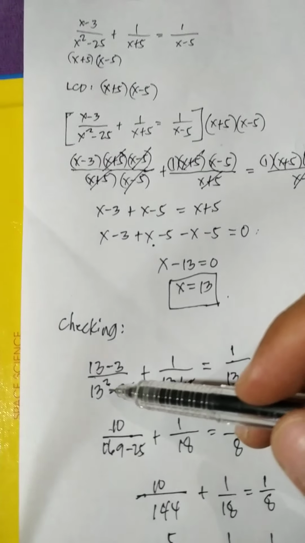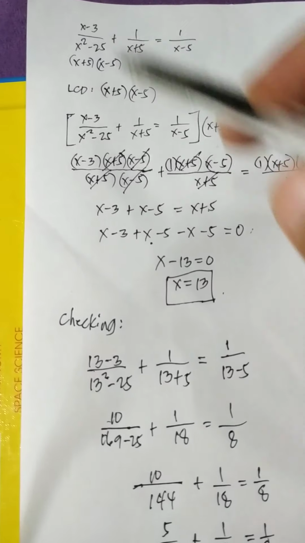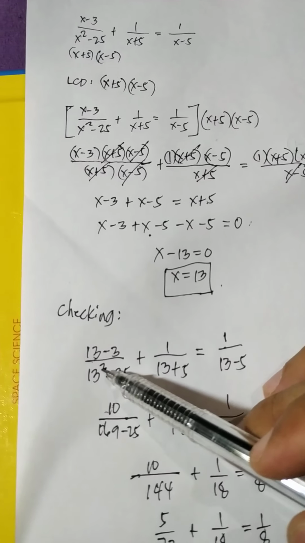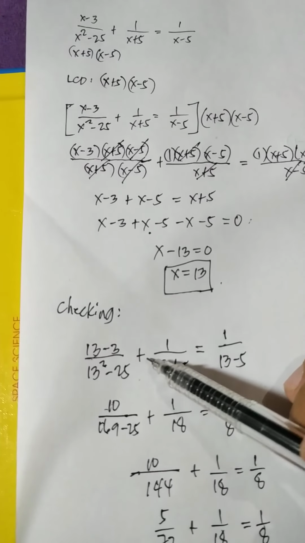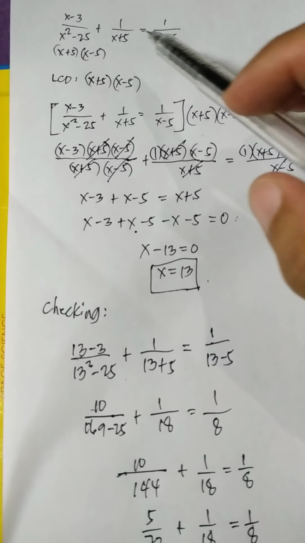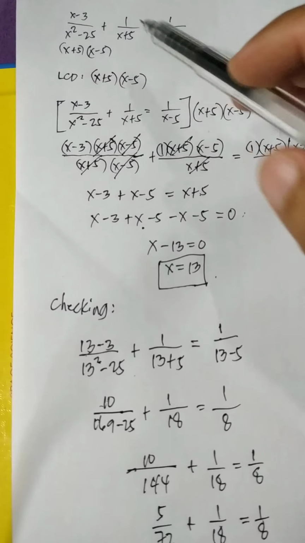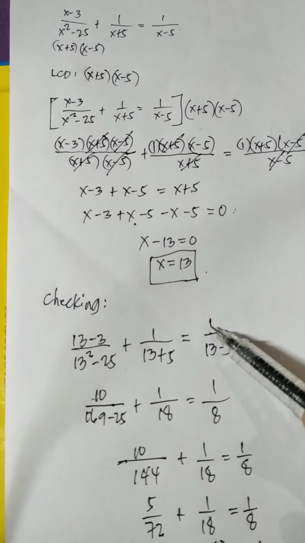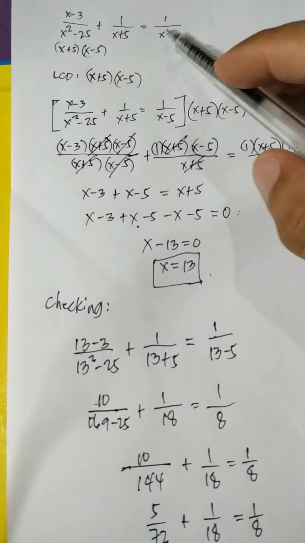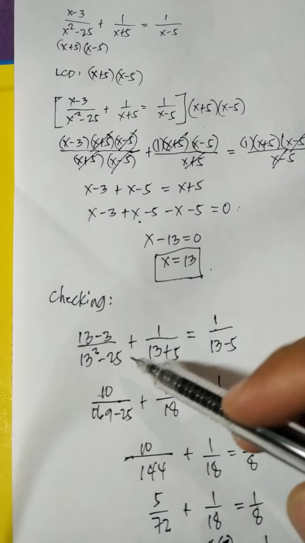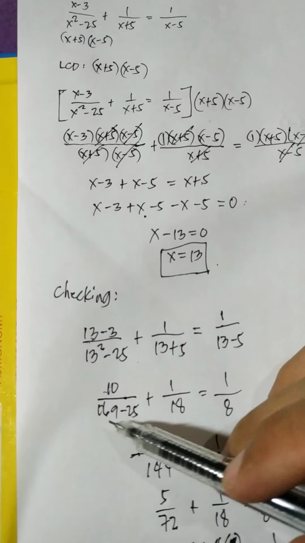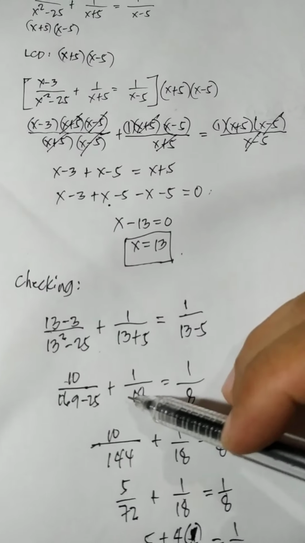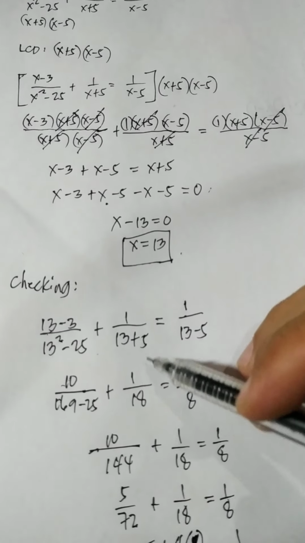So on checking now we'll have, si x pulihan og 13. So we'll have 13 minus 3 divided by 13 squared minus 25 plus 1 over x pulihan og 13. So we'll have 13 plus 5. That is equal to 1 over, so x pulihan og 13, so 13 minus 5. So this will become 10 divided by 13 squared. That is 169 minus 25 plus 1. 13 plus 5 that is 18.